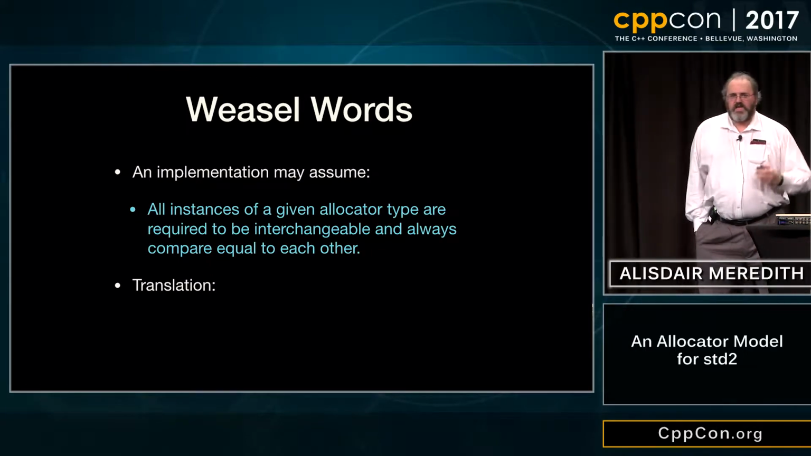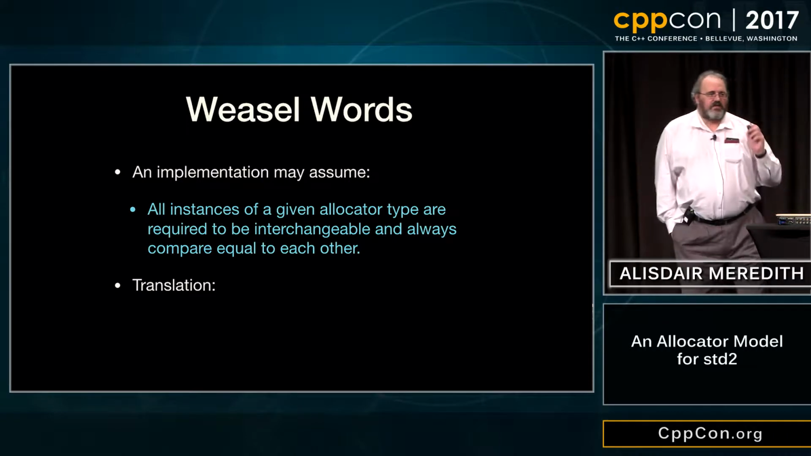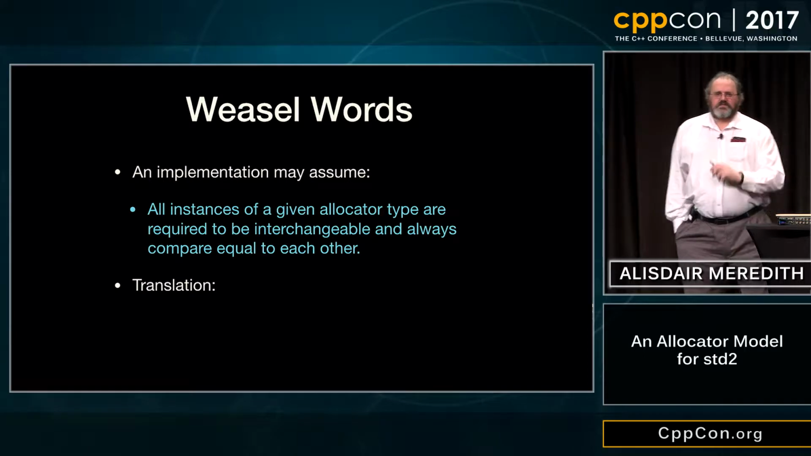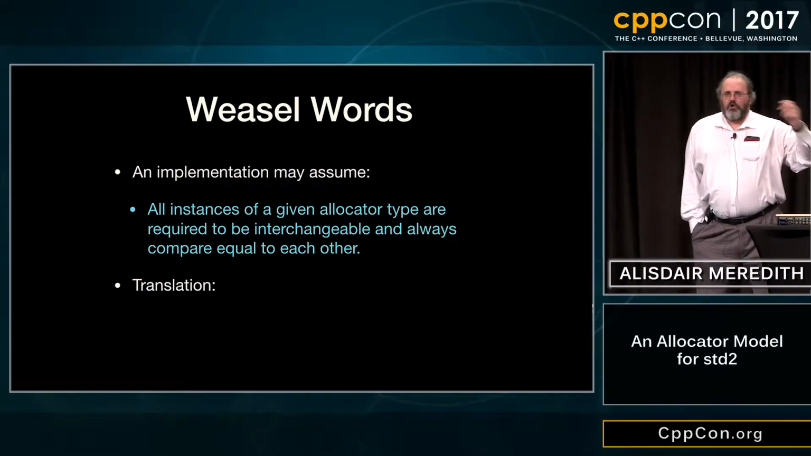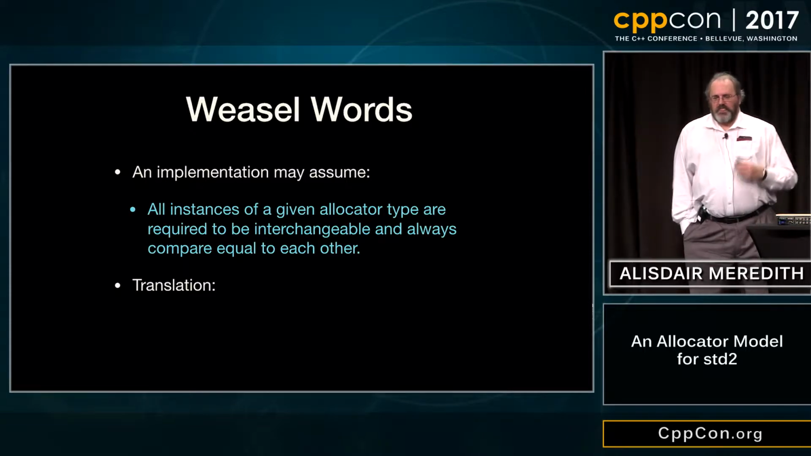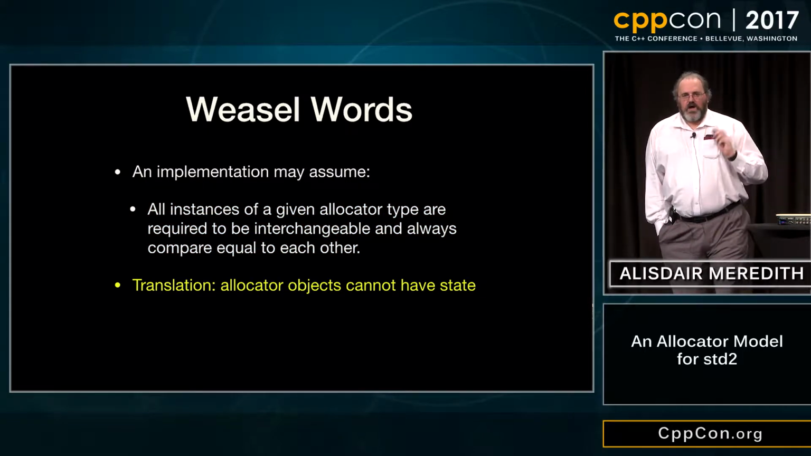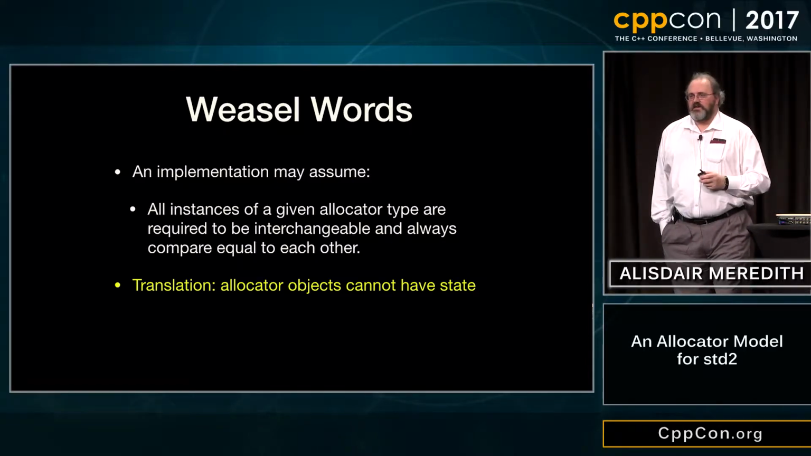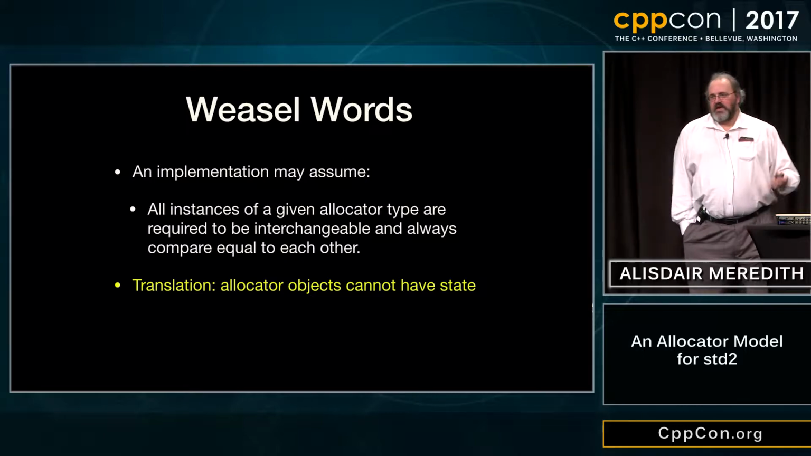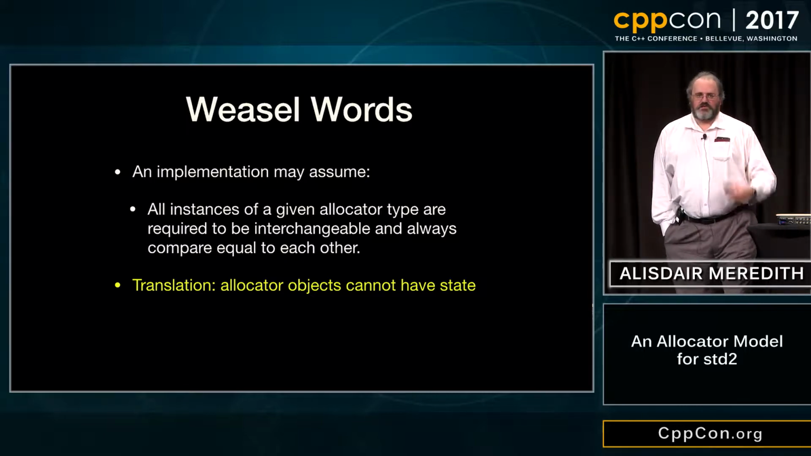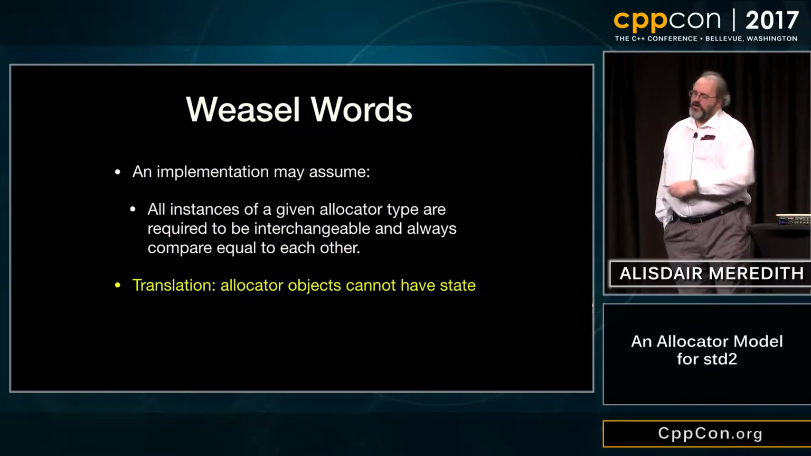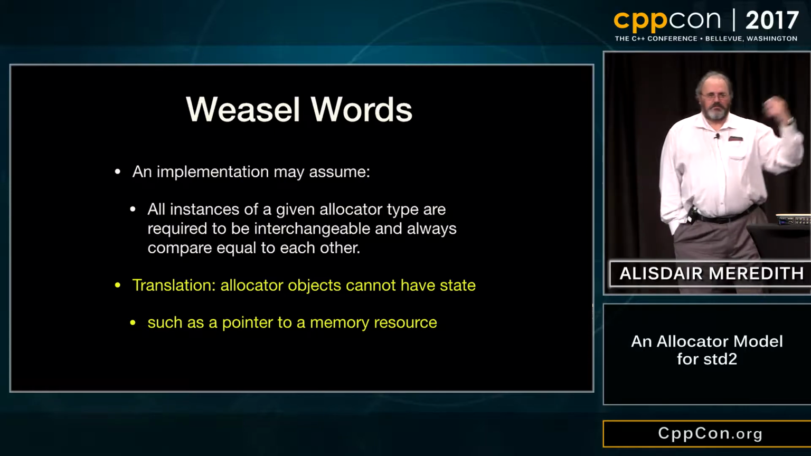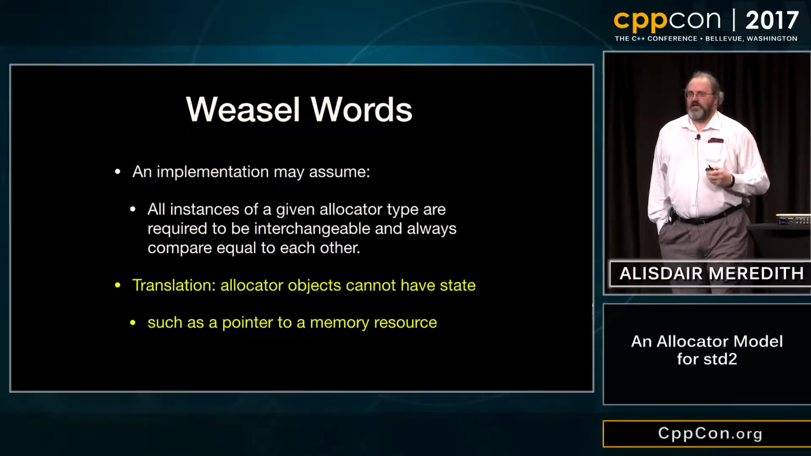So just a quick recap on the weasel words that we struck going way back to C++98. There was an assumption that all instances of a given allocator object would always be the same. They were always interoperable. And the translation there is that your allocator objects prior to C++11 could not reliably have state. And if your allocator object doesn't have state, it's really hard to do a lot of the interesting things we want to do to make allocation more useful and powerful. And in particular, you're not allowed to have a pointer to another mechanism that's looking after a lot of that allocation for you.